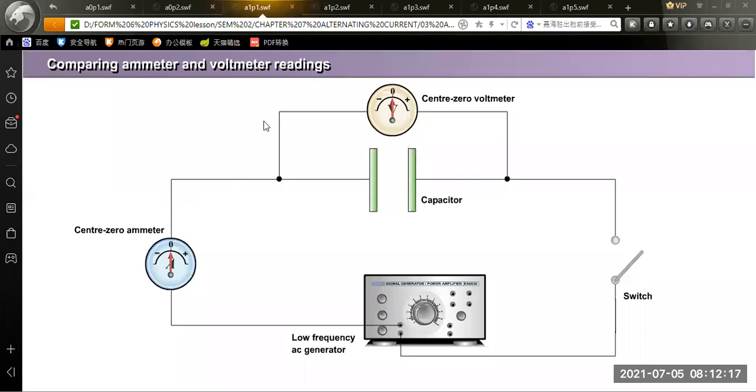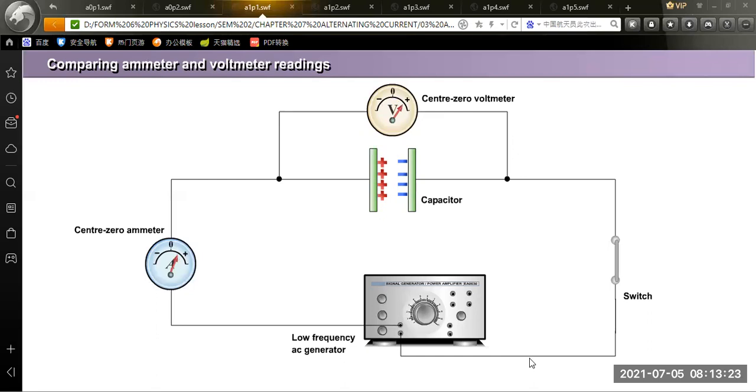Let's look at the slide. It shows an AC generator connected to a capacitor, where a zero-center ammeter and a zero-center voltmeter are connected in series and in parallel to the capacitor. Let's observe what happens when the switch is on. We notice that when the current is 0, the voltage is maximum. As we learned before, when the capacitor is fully charged, the potential difference is maximum and the current stops flowing in the circuit.